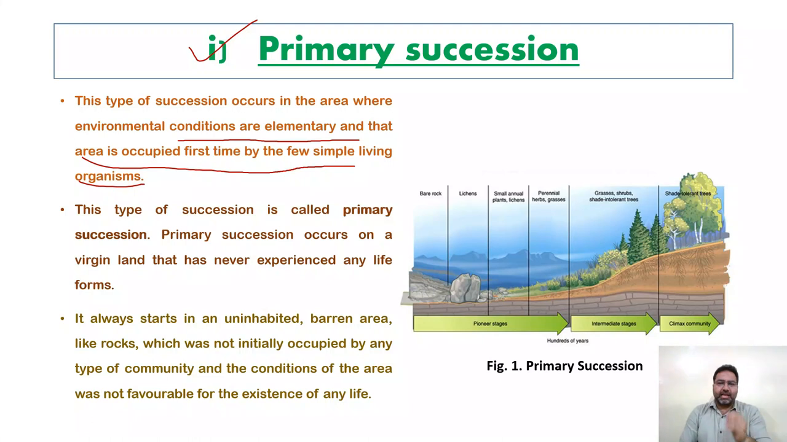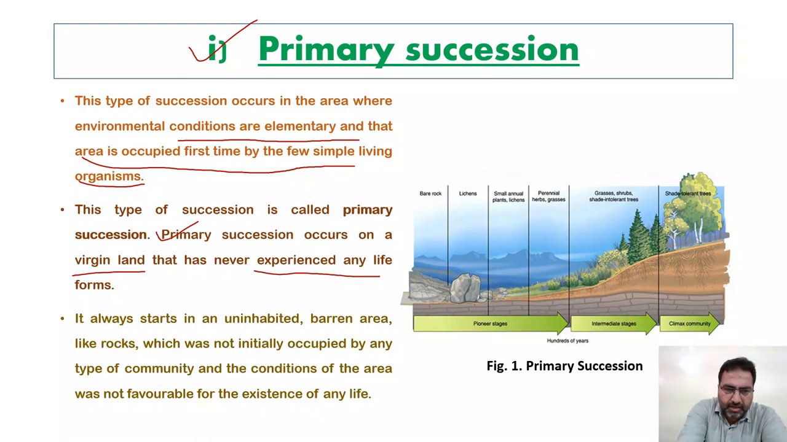In layman's language, when the succession takes place in an area which is nude, which is virgin, which was not occupied before by any organism, this kind of succession is called primary succession. Primary succession occurs on virgin land that has never experienced any life form. So that kind of succession which takes place on nude and virgin land, wherein there was no life earlier, is called primary succession.